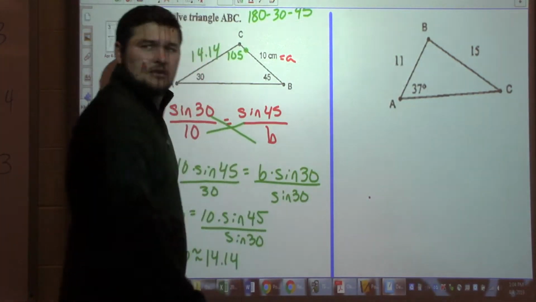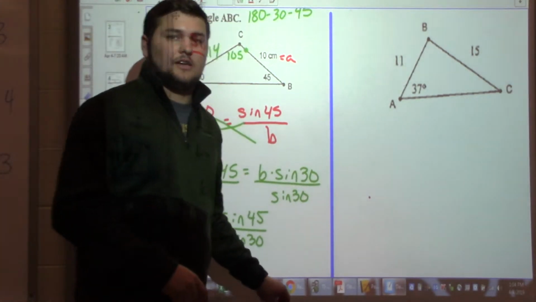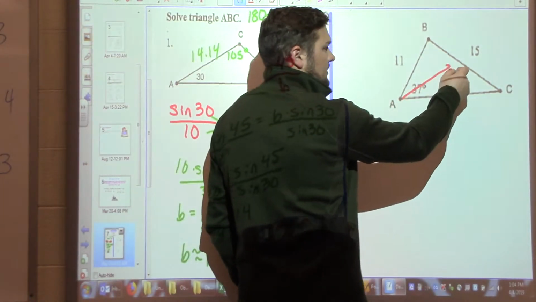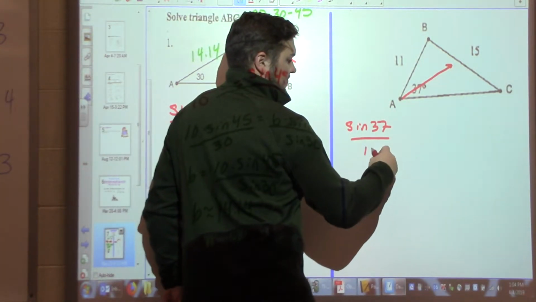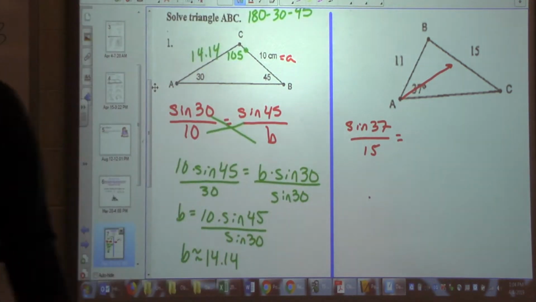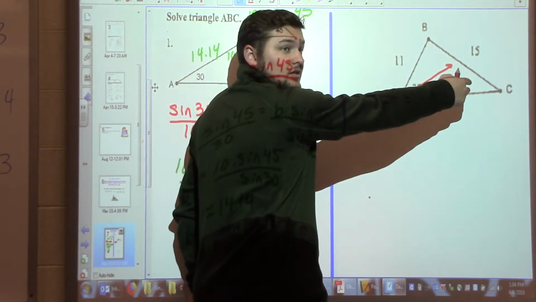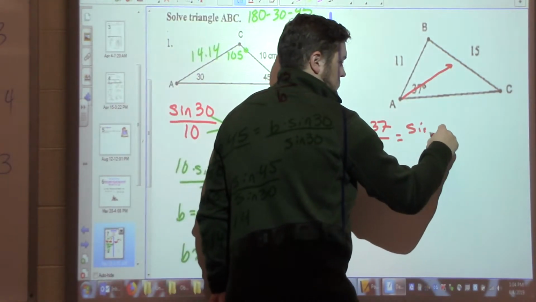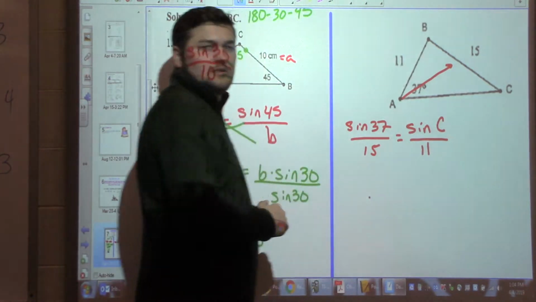You need an angle. Well, here, we'll find you an angle. Okay. I have angle A and I have side A, right? So I'm going to use those two. Sine of 37 over 15 equals. What is the only other angle that I can find at this point? C, right? I have this side for C. I just don't have the angle. So instead of putting sine of angle over C, it's going to be sine of C over the side, 11.